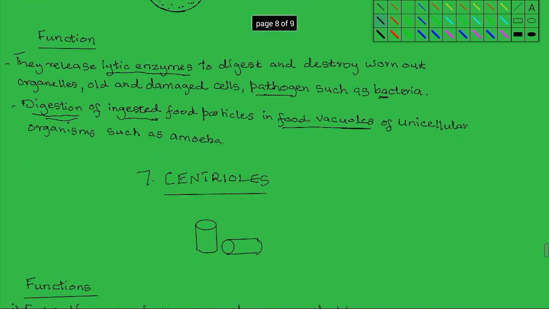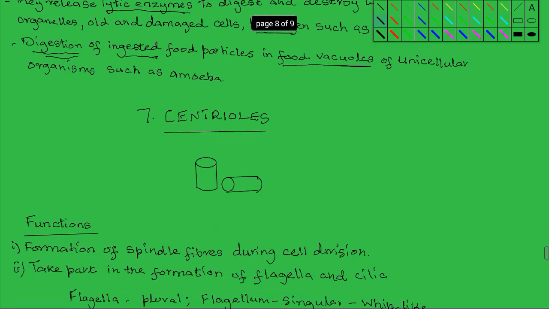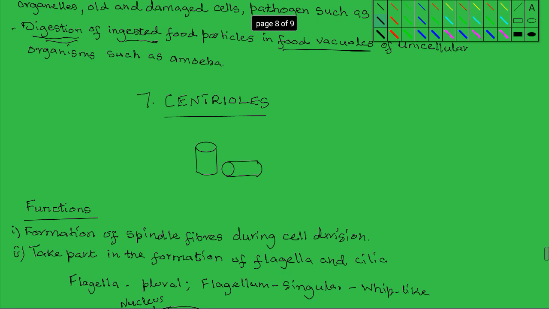Then we also have the centrioles. Centrioles are our next organelles. These are short, rod-shaped organelles. They are rod-shaped organelles, and they're found only in animal cells. They're also found in protozoa.